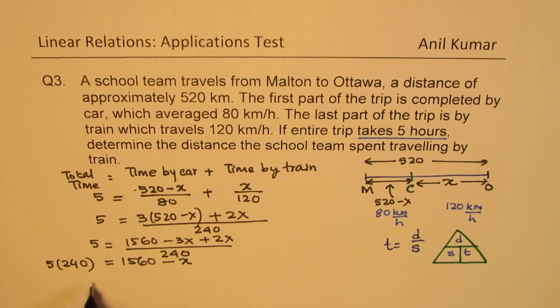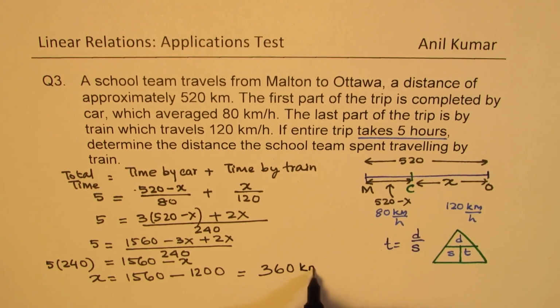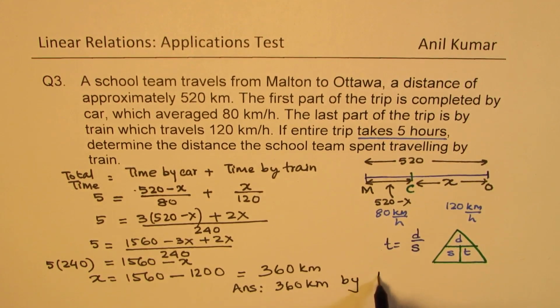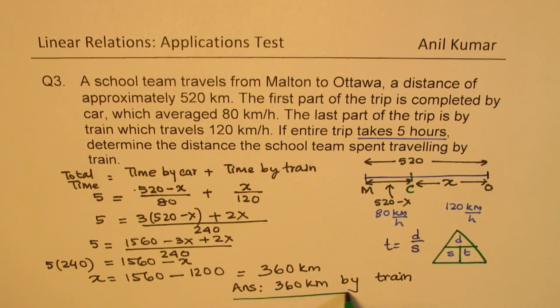So let's bring x to the left side. We have x equals 1560 minus 5 times 240, which is 1200. 1560 take away 1200 is 360. So we get our answer, and that is what the team spent traveling by train: 360 kilometers by train. Is that clear to you? So that is how we can solve this question also.